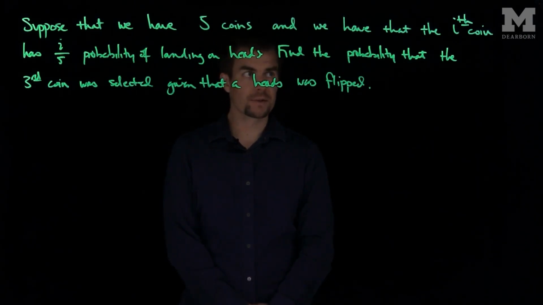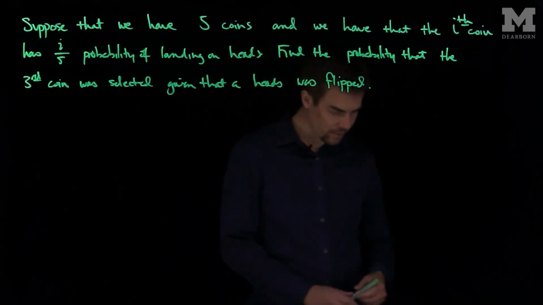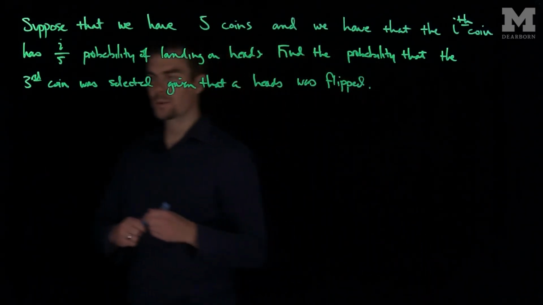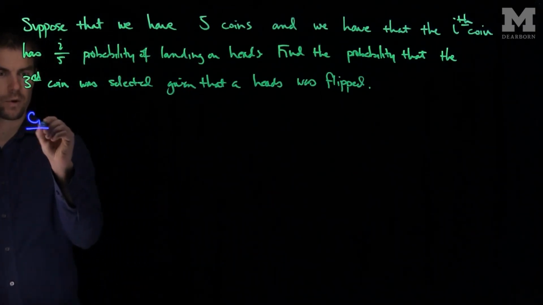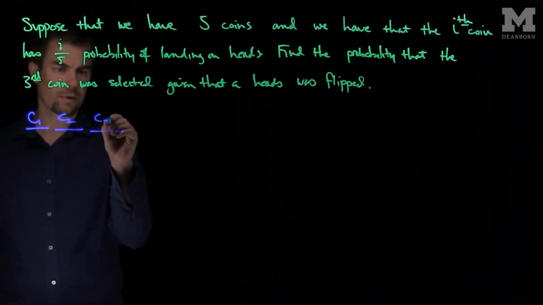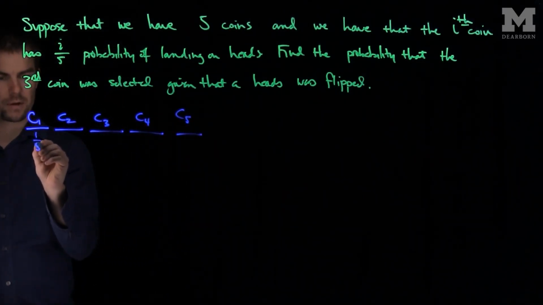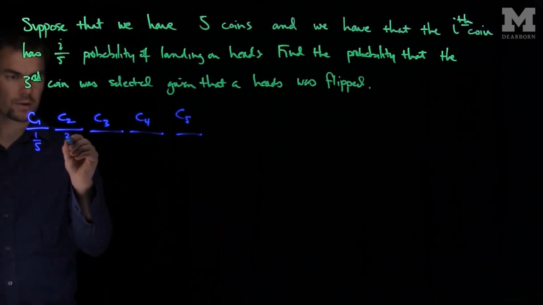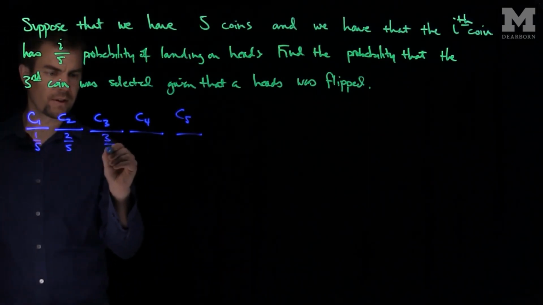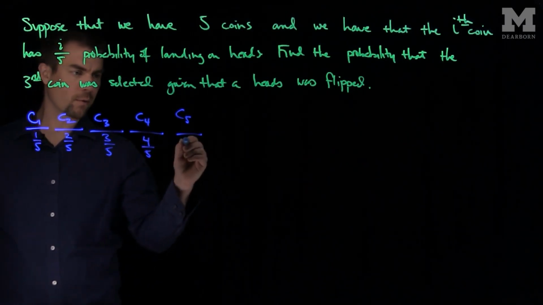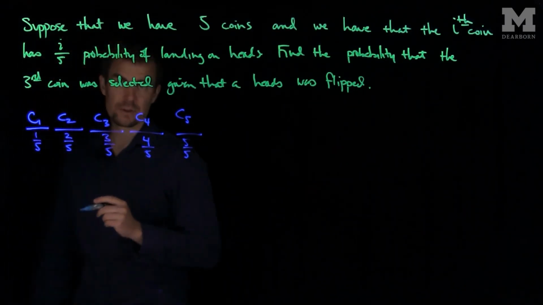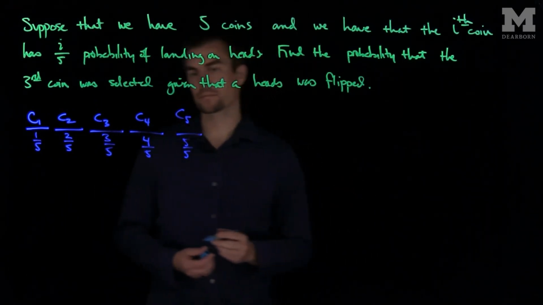Let's suppose we have 5 coins and the ith coin has probability i over 5 of landing on heads. Find the probability that the third coin was selected given that a heads was flipped. So in this problem we have 5 coins. We'll call them coin number 1, coin number 2, coin number 3, coin number 4, and coin number 5. There's a 1/5 probability of landing heads from coin 1, 2/5 from coin 2, 3/5 from coin 3, 4/5 from coin 4, and 5/5, or 1, from coin 5, which means that coin 5 is a double-sided head coin.